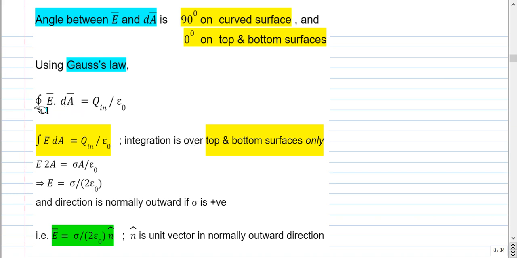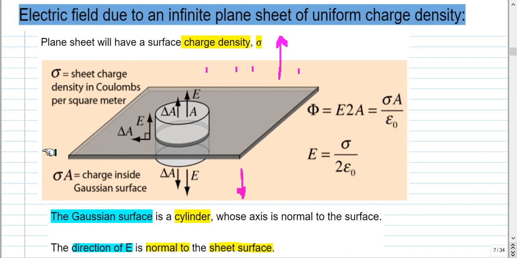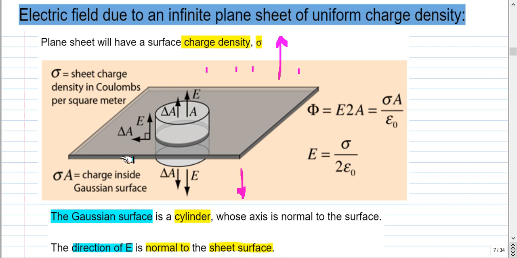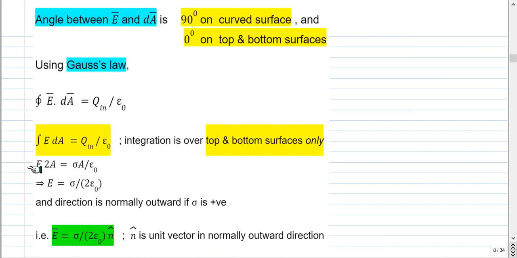So the integral over the closed surface reduces to the integral over the top and bottom surfaces only. The magnitude of the electric field at all points on the top and bottom surfaces is the same, so it comes out of the integral sign. The integral of the elemental area dA is the total area, which is 2 into A, where A is the area of the top surface, and the bottom surface contributes another A.